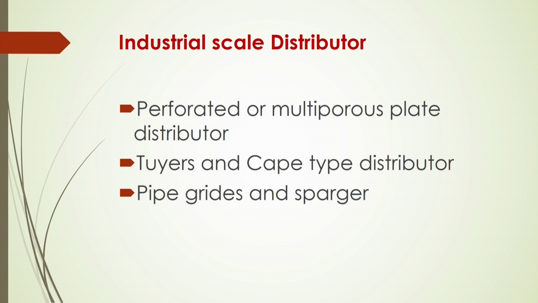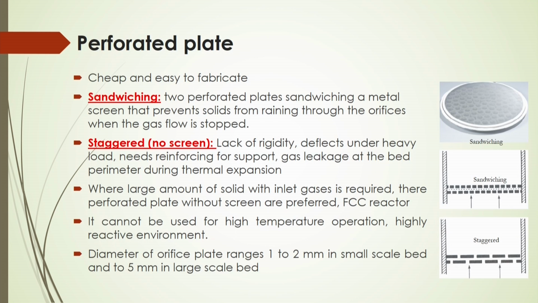Now, what are the industrial scale distributors then being used for fluidized beds? Again, different types of industrial scale distributors are available. One is the perforated or multi-porous plate distributor. Some others are the Tuyere or cap type distributor, and some others are pipe grids and spargers. All of these distributors have some advantages and some disadvantages. We will be discussing them successively, and here let us see the characteristics of the perforated plate.